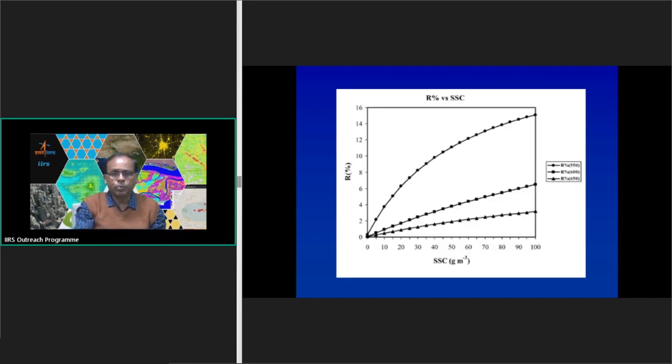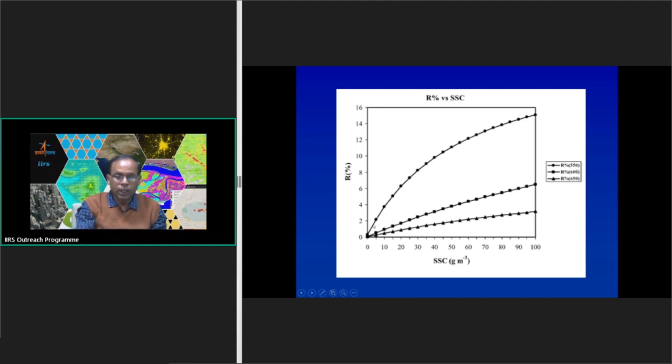So these are 3 bands we have taken. For example, the triangle is showing the reflectance of the red band. Then the other channel, around 600 nanometer, is the squares, and the circular dark dots are for the green band, that is 550 nanometer.